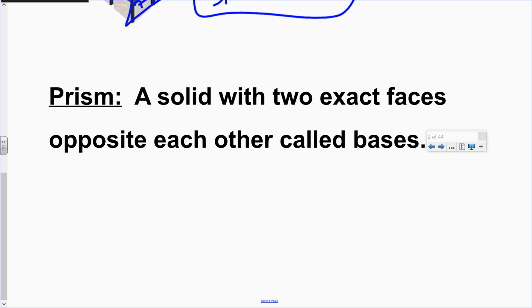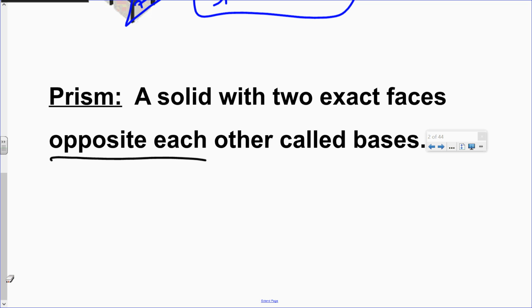All right, watch this. A solid with two exact faces opposite each other called bases. Let me show you a prism. This blue one was a prism. We call this a pentagonal prism because you have a face on the front and the back. Look, they're opposite each other. I got a pentagon in the front and a pentagon in the back, opposite sides.